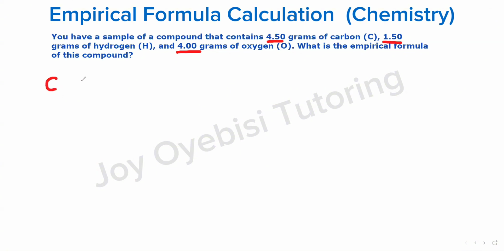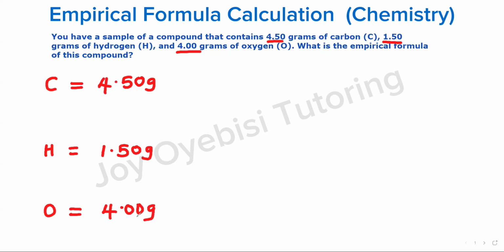So they gave us carbon to be 4.5 grams, and then hydrogen 1.5 grams, oxygen 4 grams. Okay. Next step, divide each atom by their empirical masses in the periodic table. Carbon has 12.01 grams per mole. If we divide that, it gives us 0.375 mole.